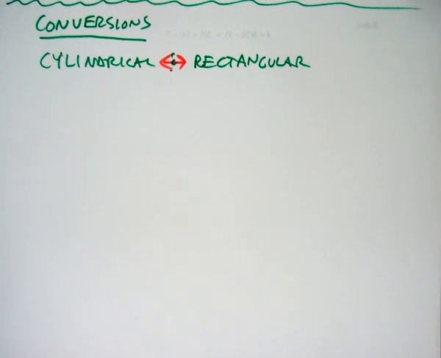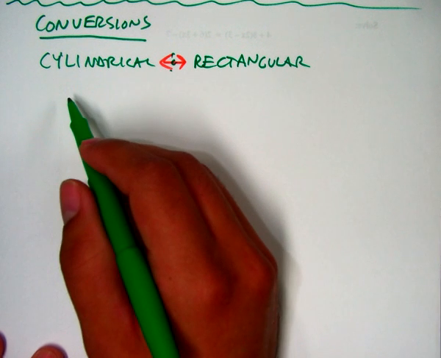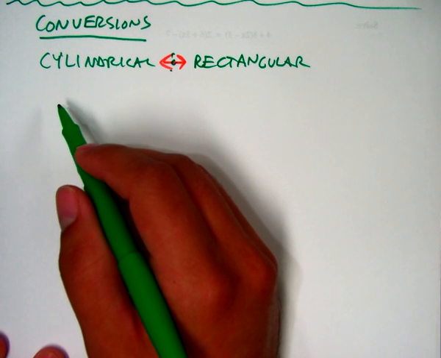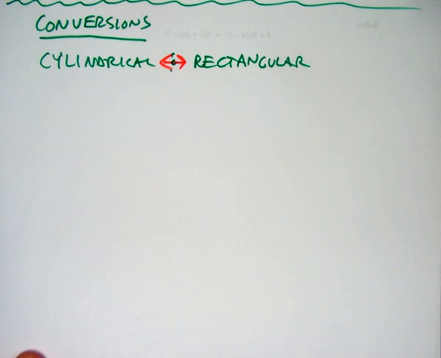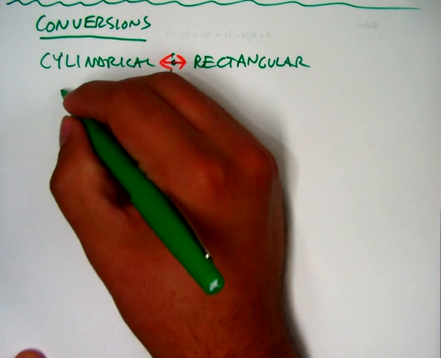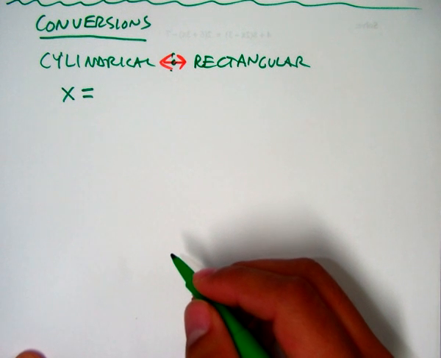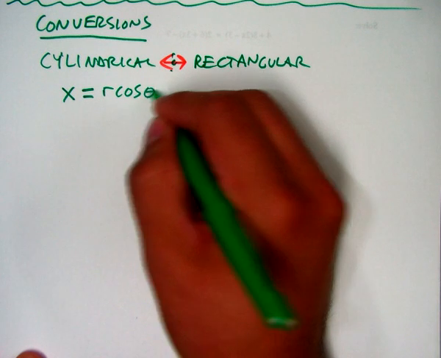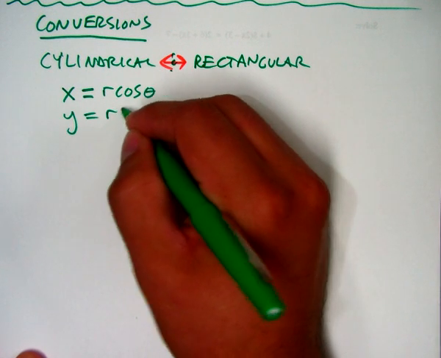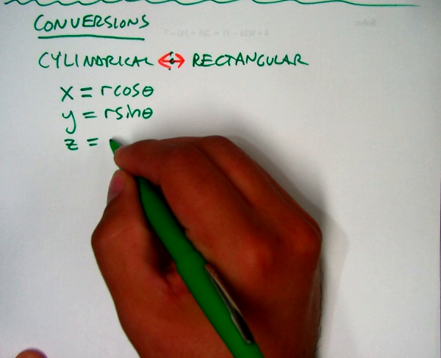Okay. We already said that cylindrical was basically what? Again? Polar with an added z, right? So if you remember your polar equations, you're done. What does x equal in polar? Y equals, and z in rectangular is z in cylindrical.